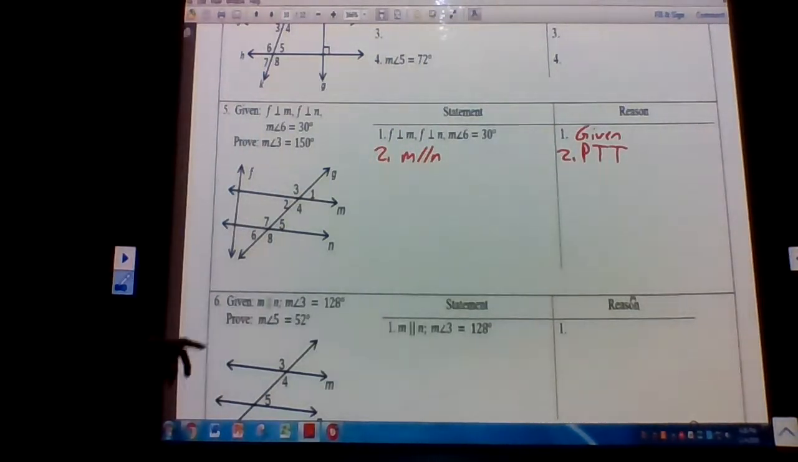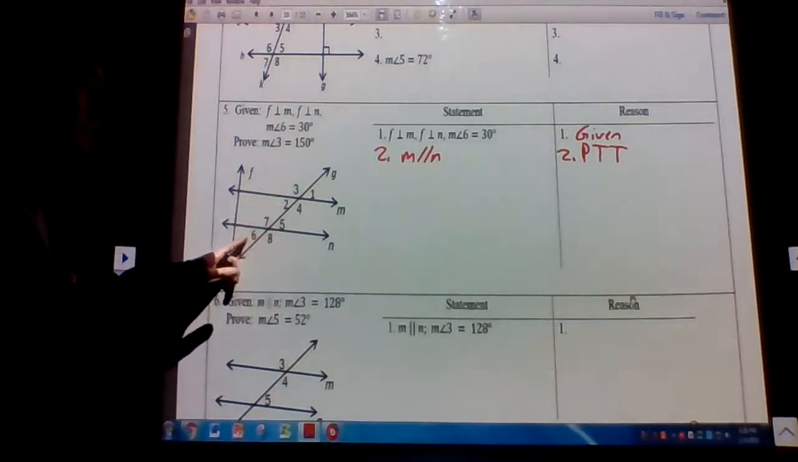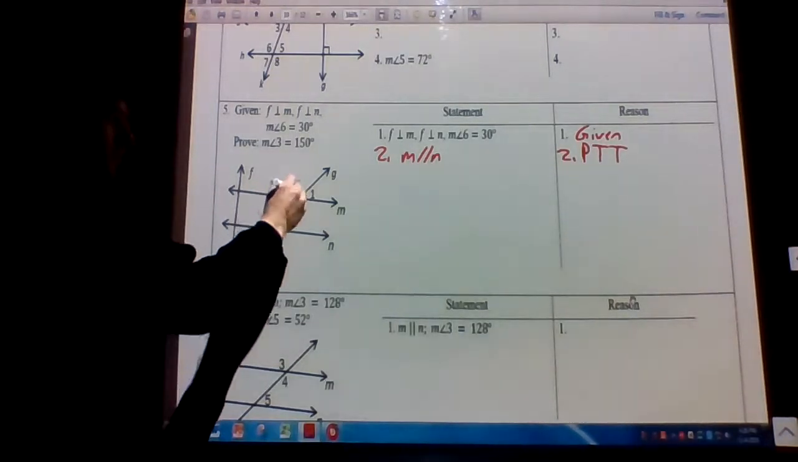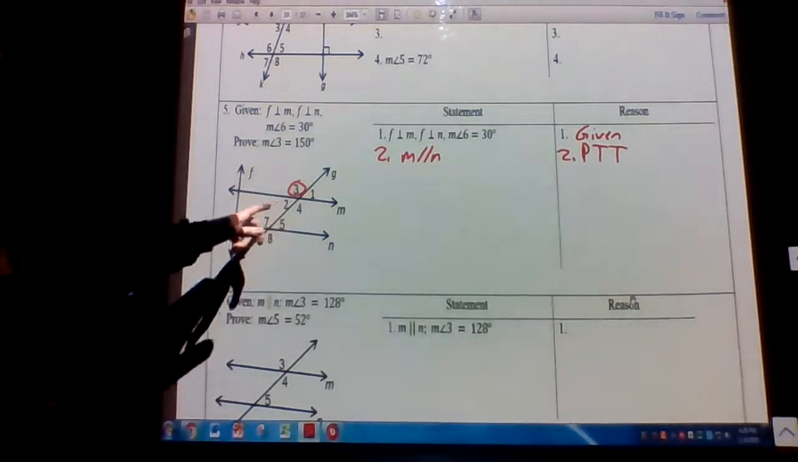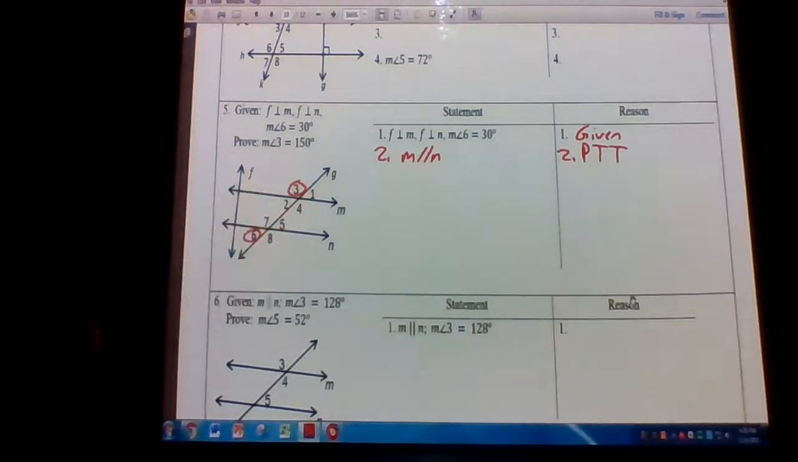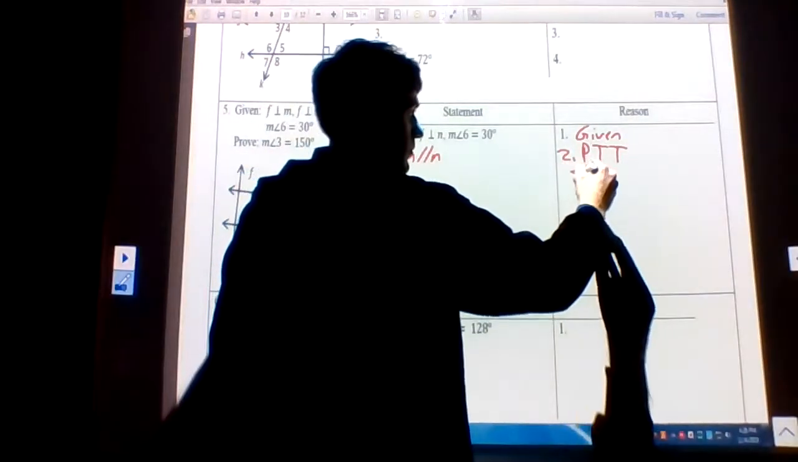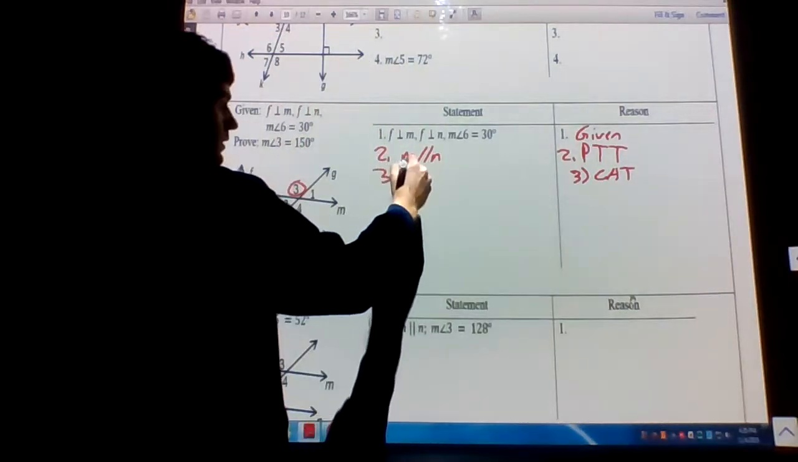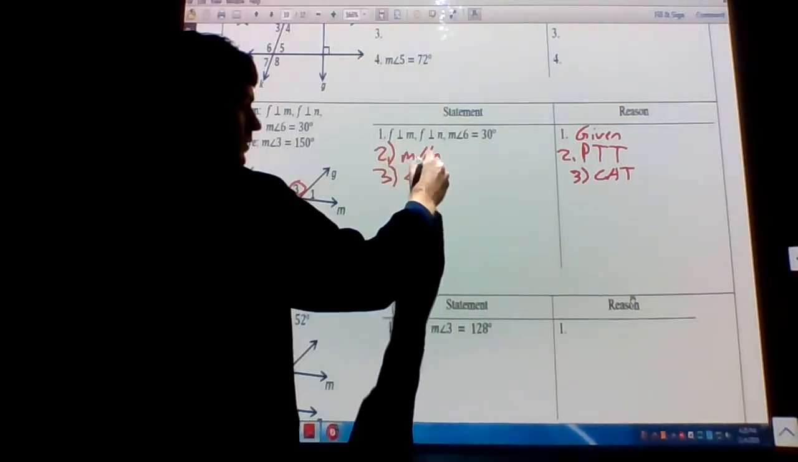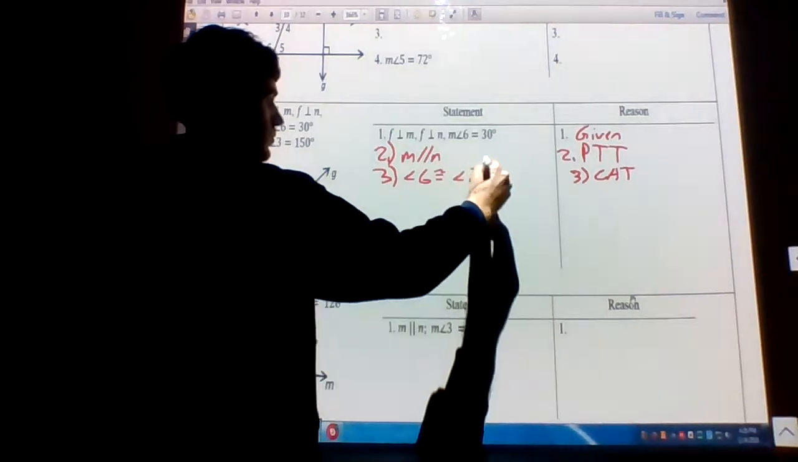Okay, we want to prove that the measure of angle 3 is 150, and they're giving us the measure of angle 6. So we have to go from 6 to 3. I'm going to do corresponding with 2 and then linear pair. So I'm going to use the corresponding angle theorem to tell me that angle 6 is congruent with angle 2.